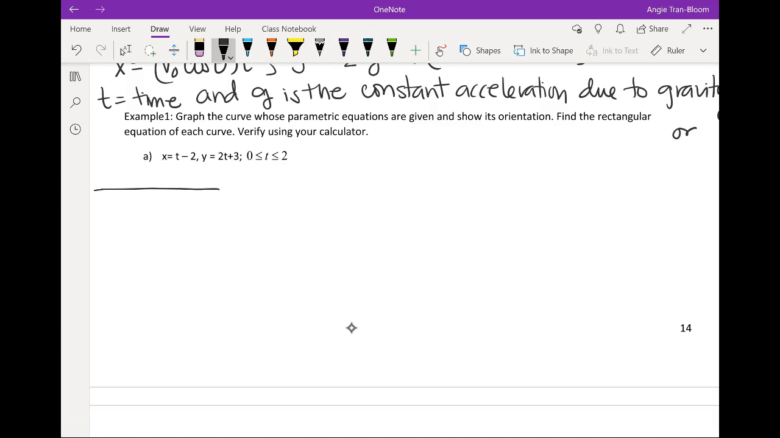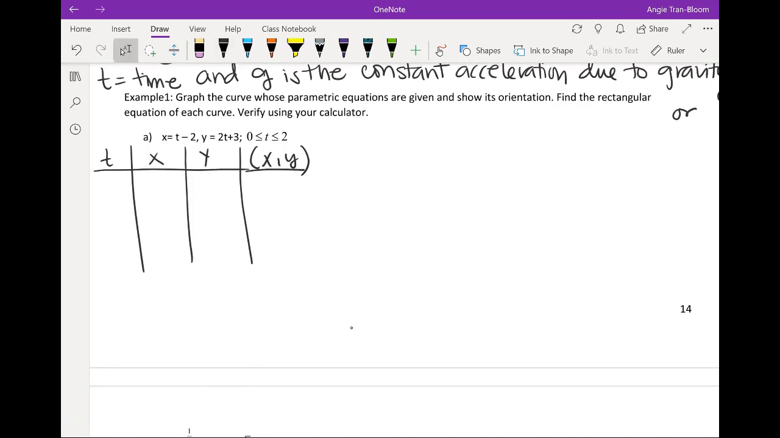So graph it. We are going to make a chart. T is our input. X is the x coordinate of your dot. Y is the y coordinate. Then we are just going to get points. This particular graph has a constraint on your time. It wants you to start where? 0. It ends at where? 2. So that means there's 1 second in the middle. So at time 0, where is this object on the x coordinate? Ken?